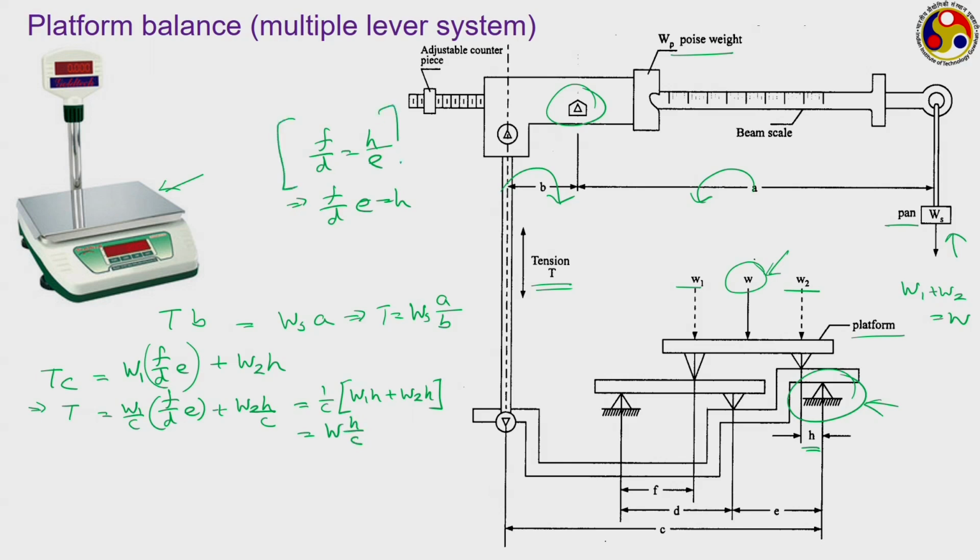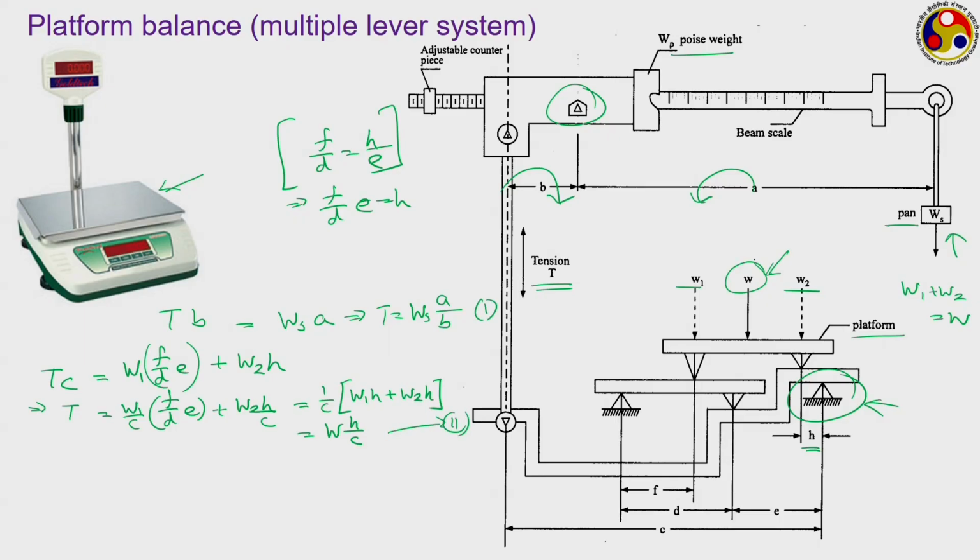If we can ensure this particular condition, then the division of W1 and W2 does not matter. Ultimately what we are getting back is the original value of W itself. And now we equate these two equations. Let us say this is equation number 1 and this is our equation number 2.